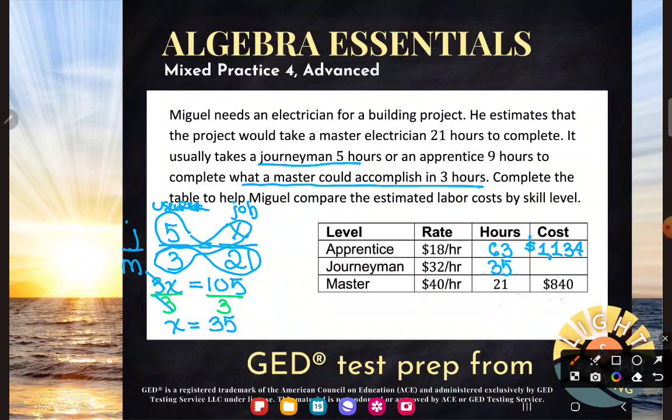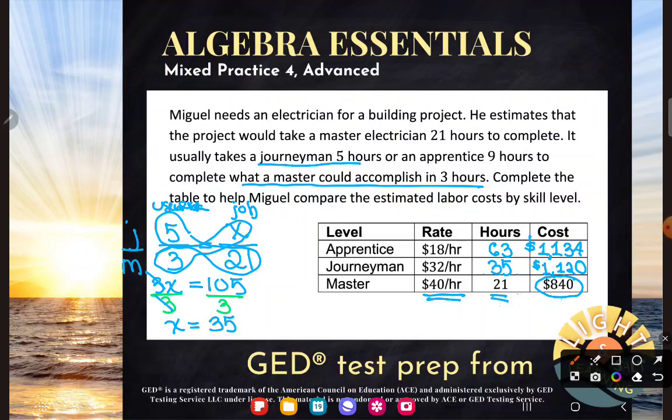So then what's that going to cost Miguel if he hires a journeyman? Well, he's going to pay $32 the first hour and $32 the second, and he's going to pay $32 35 times. So 32 times 35 is 1,120. Oh my goodness. So I filled out the table. That is what they asked me to do. But if I were Miguel, you know who I'd hire? I would definitely hire that master electrician, because even though I pay him more at first, he's so zippy that I'm going to save money in the long run.